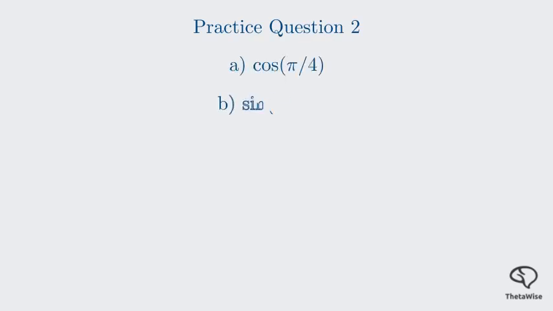Find the exact values of cos π/4, sin 5π/6, and tan 3π/2 using the unit circle. This question requires you to recall the exact values for common angles, and to apply the concepts of reference angles and the ASTC rule for angles outside the first quadrant. Take a moment to work through each part. Let's review the solution together.